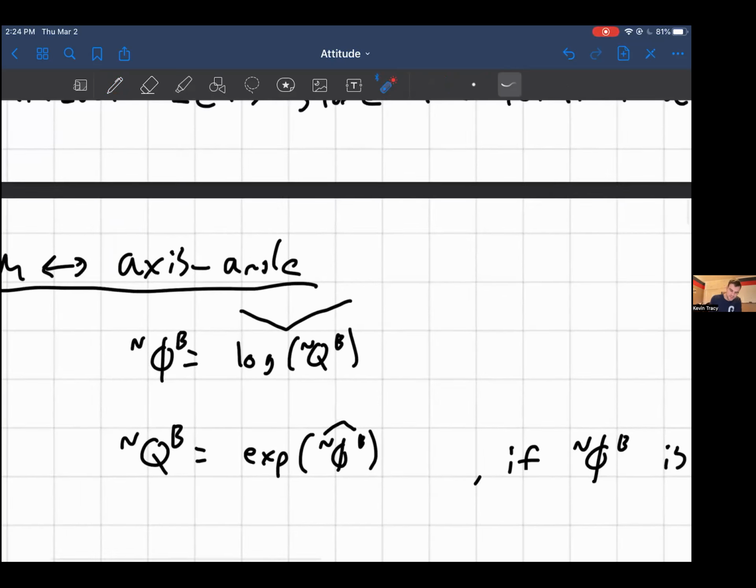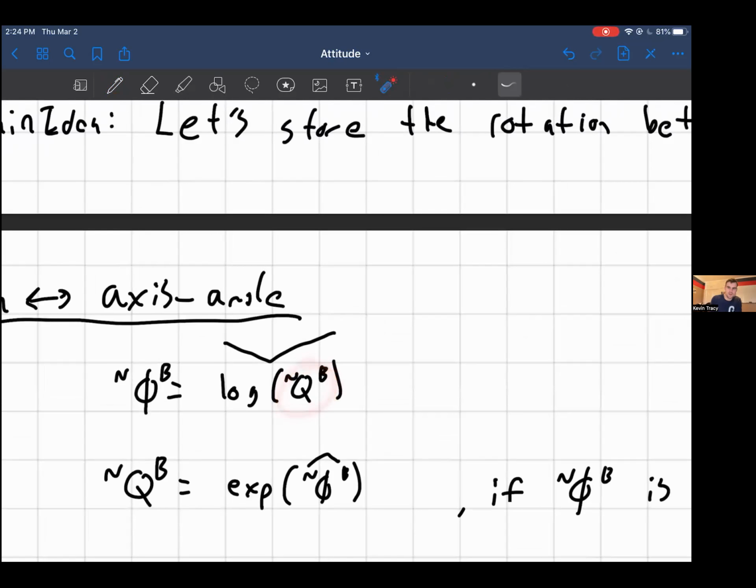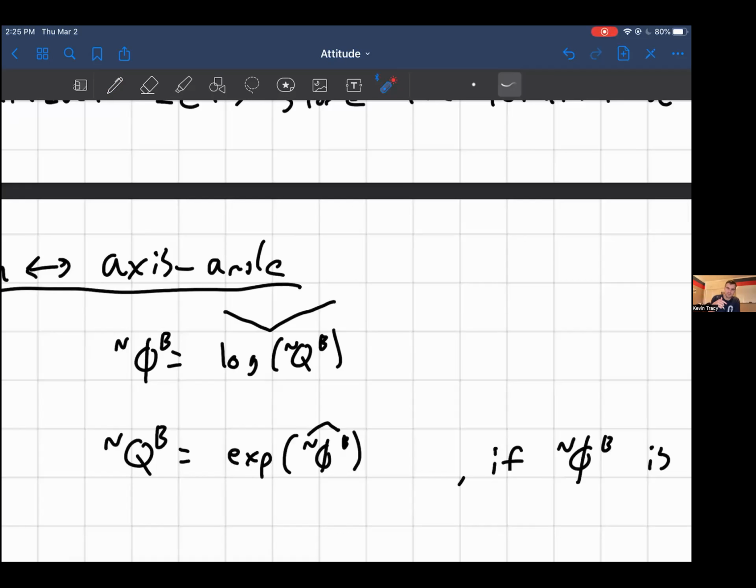So if I have a rotation matrix Q and I want to get to my axis angle phi, I'll take the matrix log of Q, and this will give me a 3x3 matrix. It's skew symmetric. Then I'll use my unhat function to pull out those three components, and that gives me my phi. And then to go the other way, if I have a phi and I want the rotation matrix, I can do phi hat, and this gives me a 3x3 skew symmetric matrix.